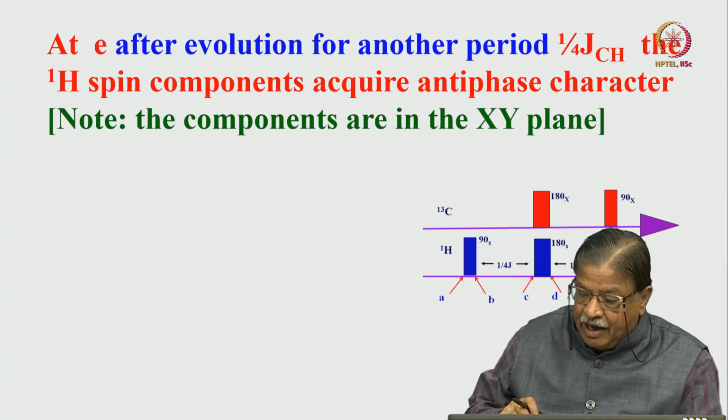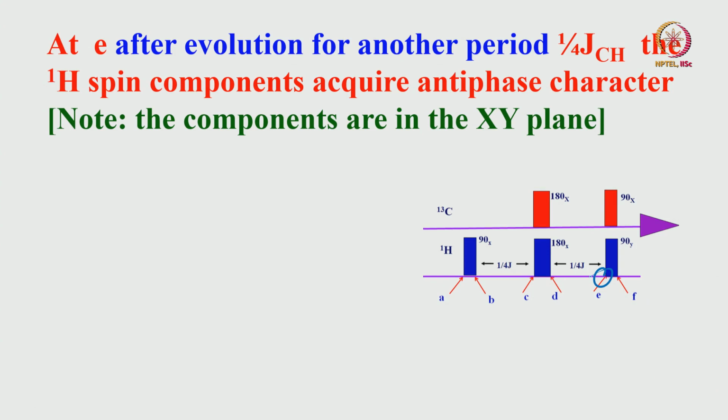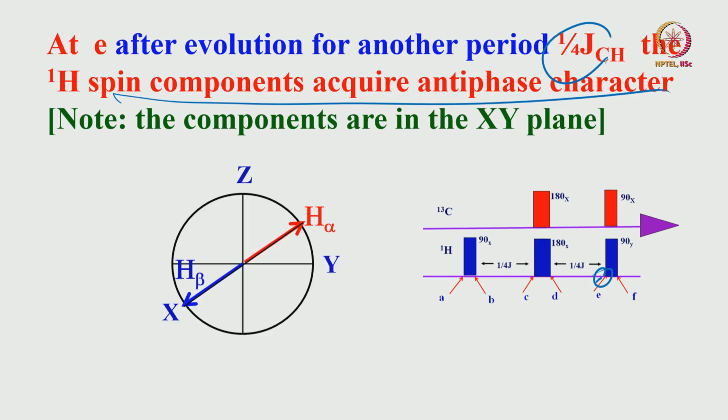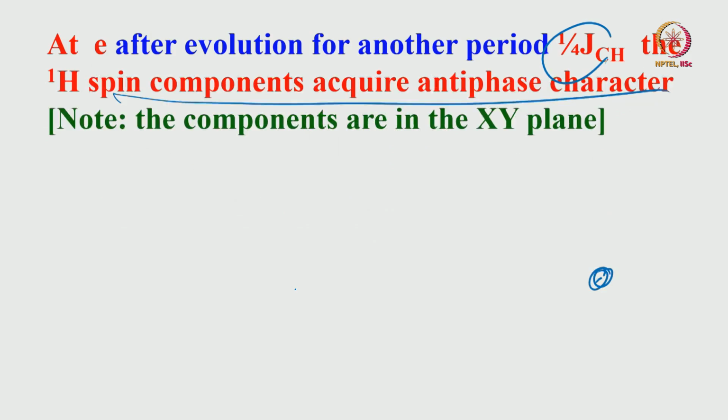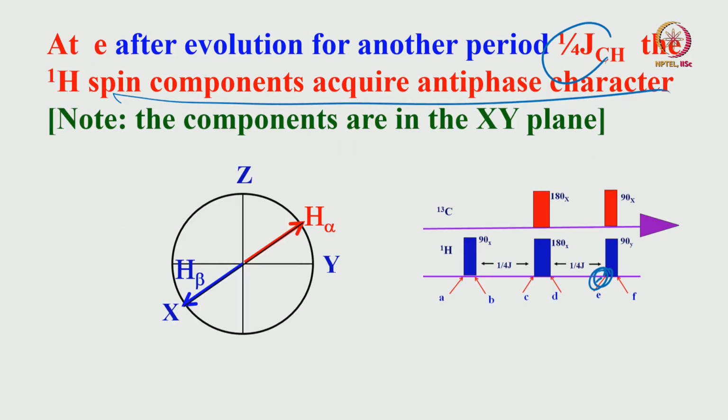Now let us say at E, what is going to happen? At E, after the evolution for 1 over 2 J CH here, these H1 spin components acquire antiphase character. They have started moving in the opposite direction, you know, so they will attain antiphase character. The components are in the XY plane, remember. They have acquired antiphase character at point E. In the previous example you saw here, they start moving and after exactly half the delay, this will come here, this will come here, and they become antiphase like that.